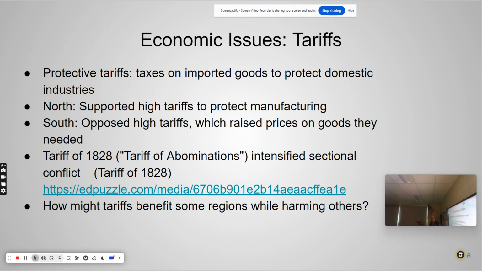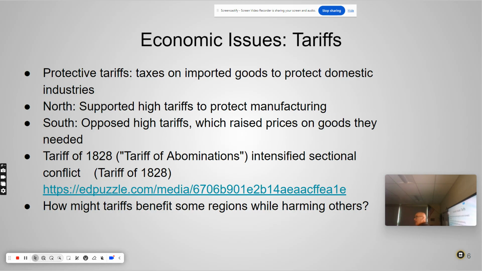All right, so protective tariffs are tariffs on imported goods designed to protect domestic industries. So the bootmaker in Massachusetts, or let's say the fabric maker who works in one of the Lowell mills. Let's say that there's now going to be a tariff on imported fabric from England. That is designed specifically to protect those Lowell factory workers and that Lowell factory owner, so he or she can sell more of their factory products. In the North, they support high tariffs to protect manufacturing. In the South, they oppose high tariffs, which raise prices on goods that they need.